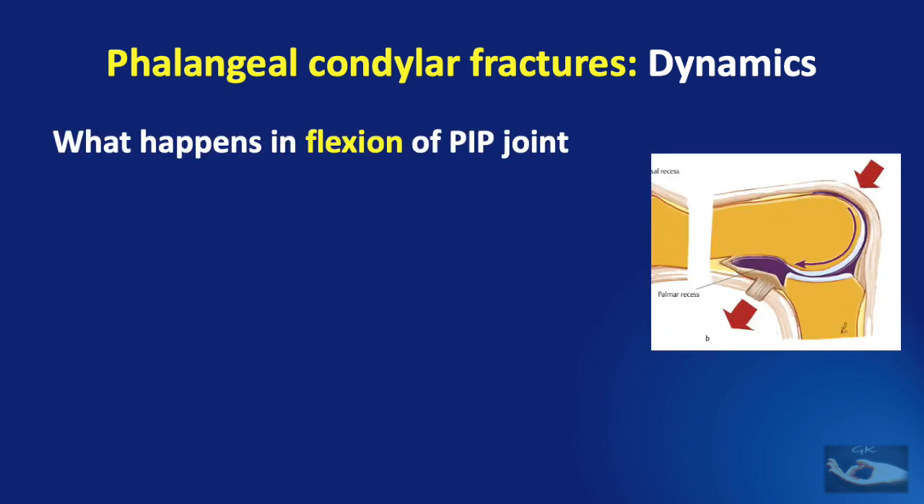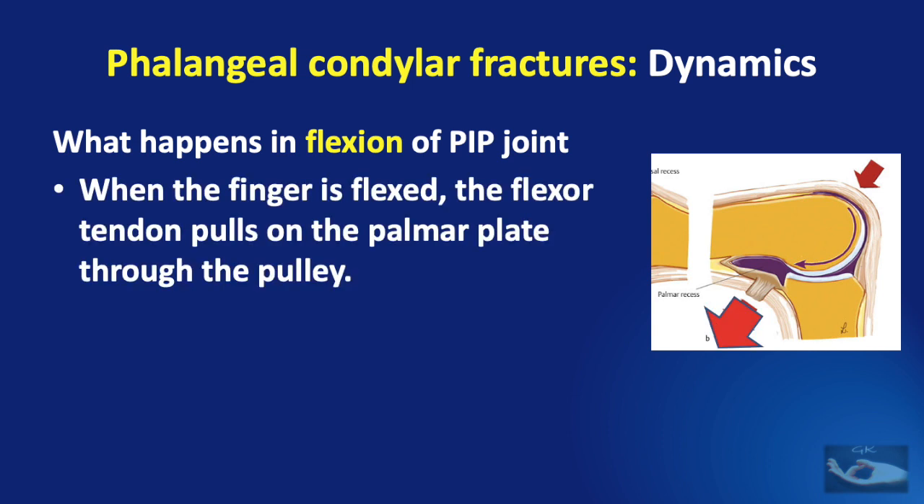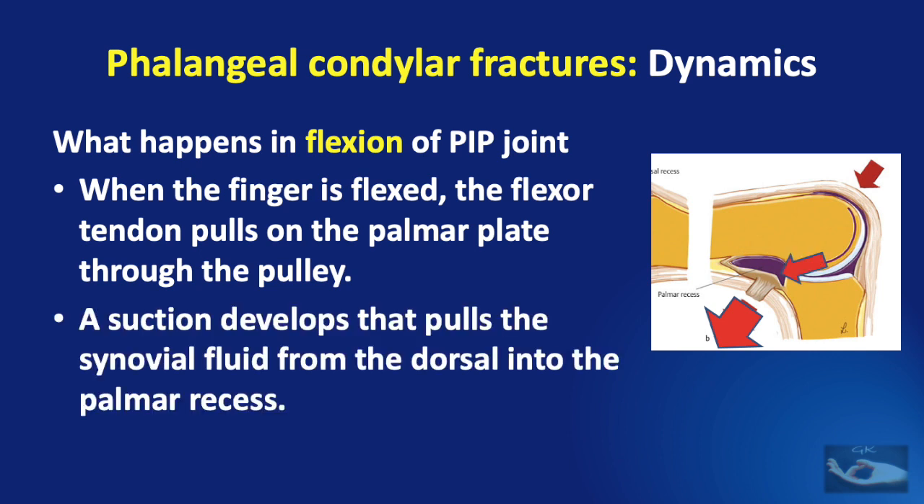There is another important dynamic event that occurs in flexion of the interphalangeal joint, especially the proximal interphalangeal joint. When the joint is flexed, the flexor tendon pulls on the palmar plate through the pulley. So a sort of suction develops that pulls the synovial fluid from the dorsal side into the palmar recess.